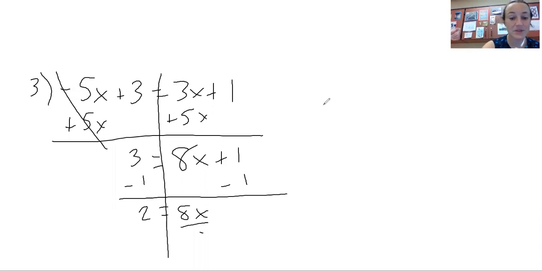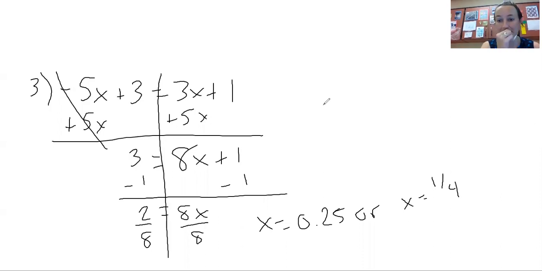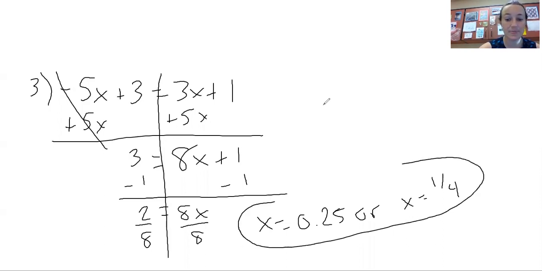Let's divide by 8 because we want to get x by itself. Divide by 8. And when that happens, we end up with a decimal, or you could write that out as a simplified fraction. Okay, I wanted to hit one example where that happened, so that way you guys see, hey, it is a possibility. Here's our final answer on 3.